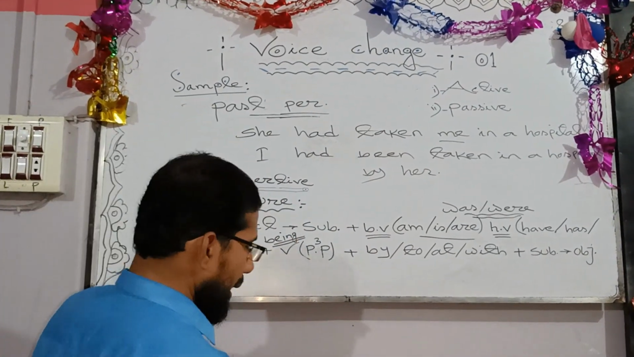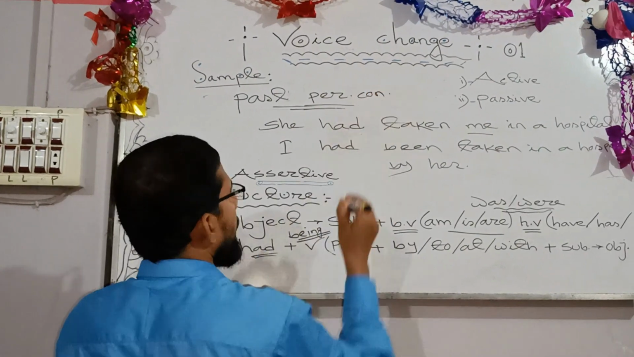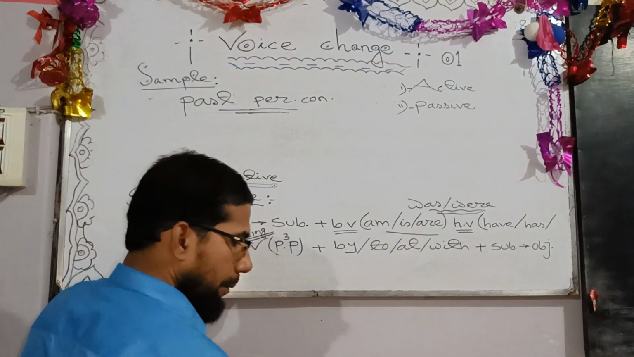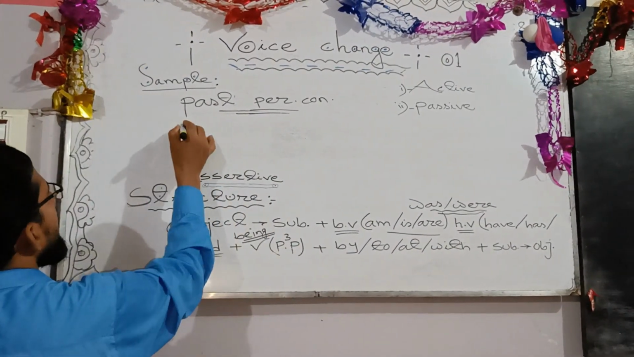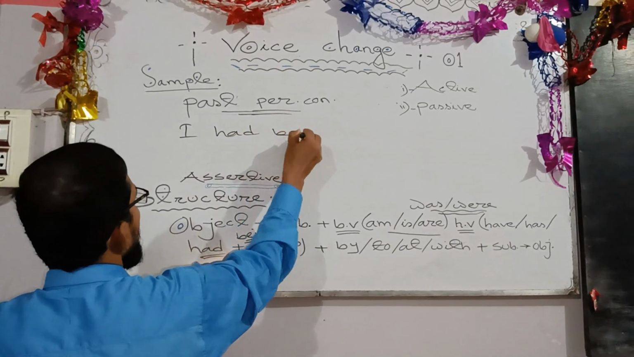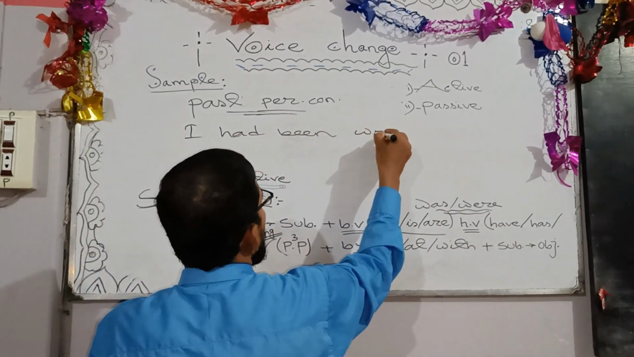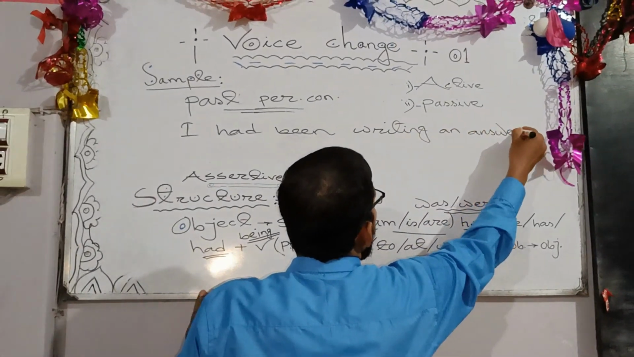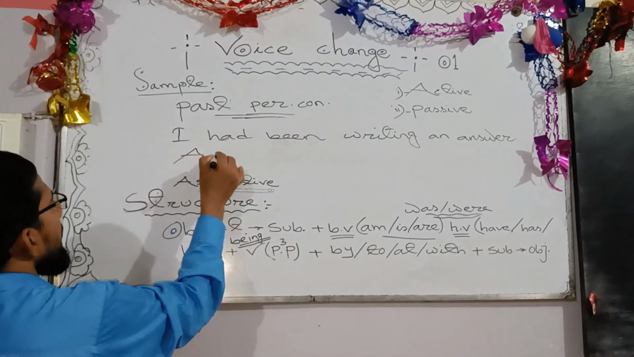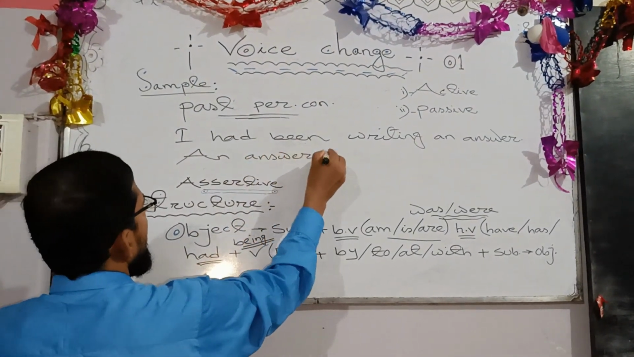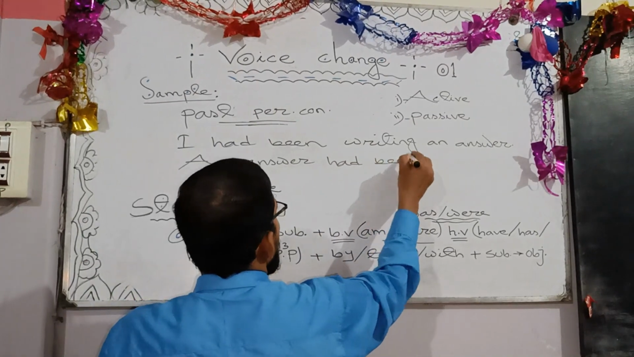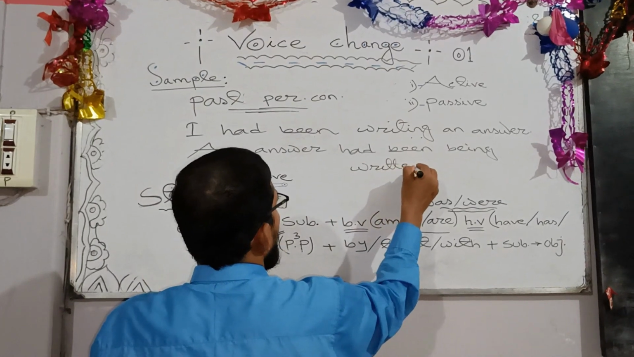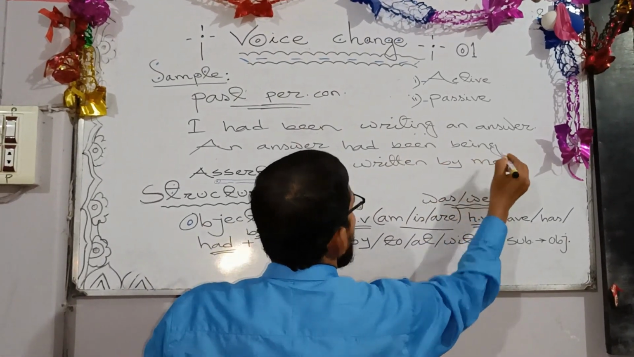Okay, next, past perfect continuous tense. The structure of past perfect continuous tense always says to you: had been, verb gerund. I had been writing an answer. Object to subject: an answer. Then past perfect, gerund will be being, verb will be past participle, written, then by I, passive, me. Clear?